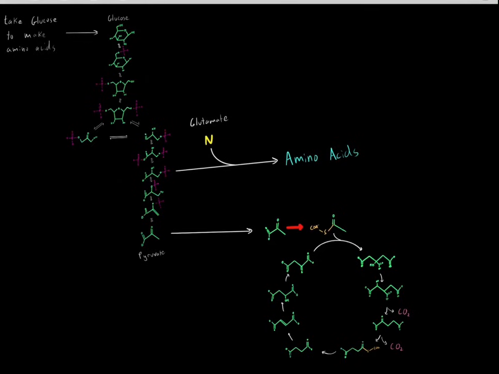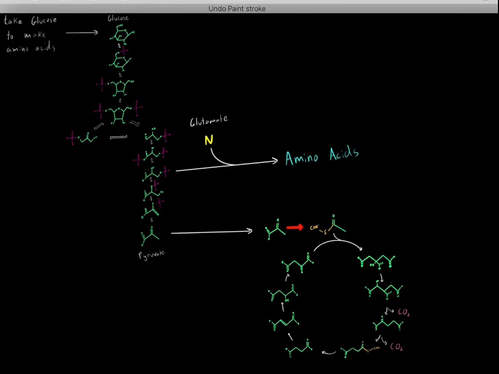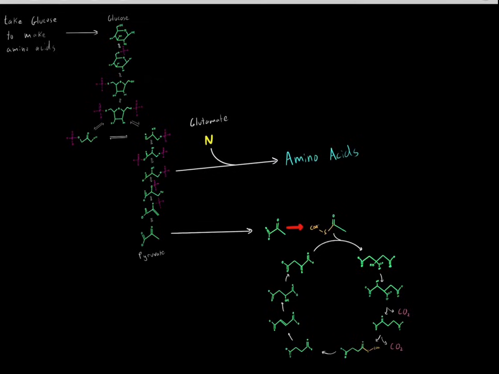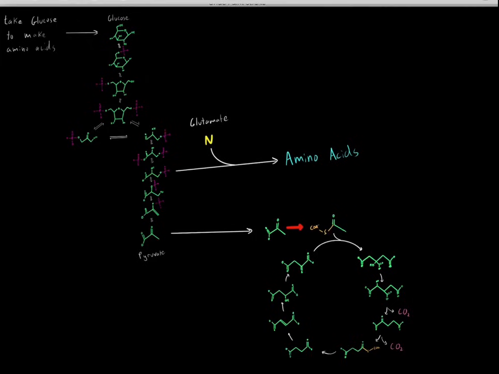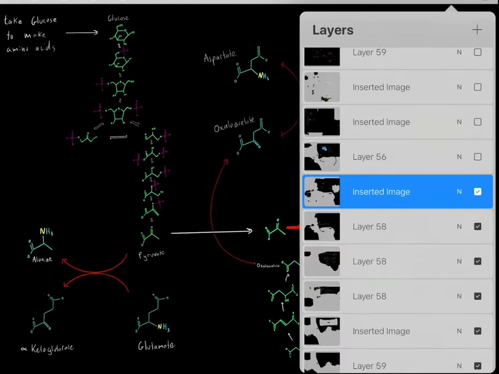But what's pretty cool is we can take these intermediates of central metabolism and use them to form amino acids. But we know amino acids have nitrogens, and none of these intermediates of central metabolism have nitrogens. So therefore, to take these intermediates to form amino acids, we need a source of nitrogen. And that nitrogen usually comes from glutamate, which is a universal nitrogen donor. So what are some examples?